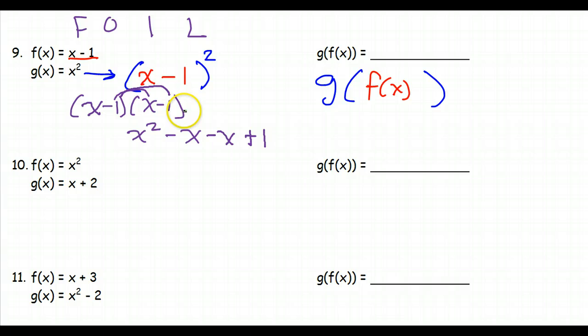You distribute the first term, and then you distribute the second term, and then you combine any like terms that you see. Negative x and negative x make negative 2x, because this is like negative 1x and negative 1x. Negative 1 and negative 1 make negative 2. So the final answer will be x squared minus 2x plus 1. Notice if you just squared the two pieces, you would have gotten the x squared and the plus 1, but you would have been missing the negative 2x term. So please don't make that common mistake.